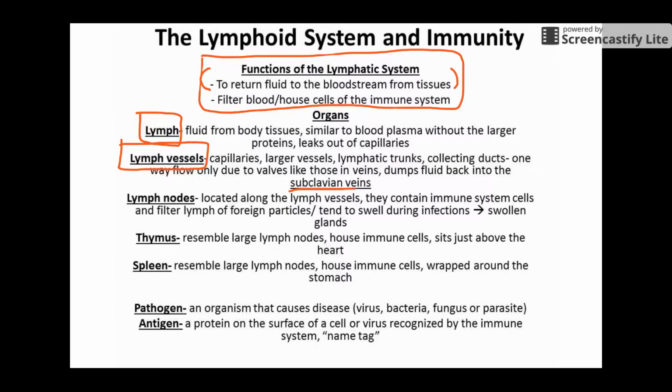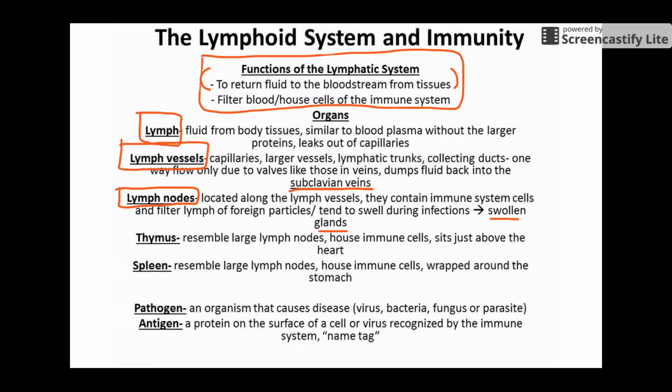Remember, the subclavian veins are those two big veins that go into the superior vena cava, and they are right underneath the clavicle, right? Subclavian, so they come back from the arms. So that's where we're going to dump everything in. Along the way, we're going to have lymph nodes, and lymph nodes are essentially like checkpoints where they filter and check for infection and so forth. And that's where you hear about swollen glands.